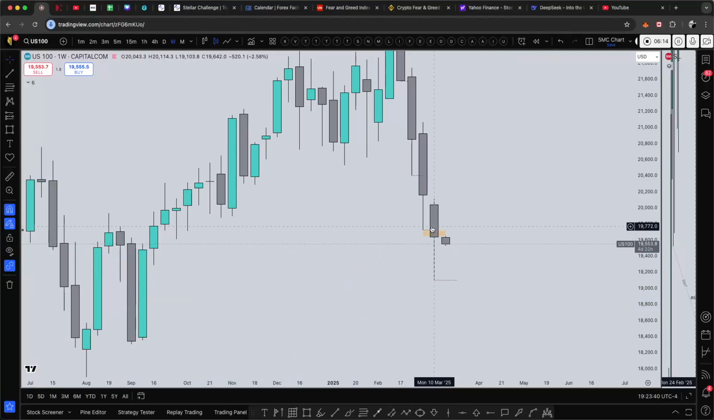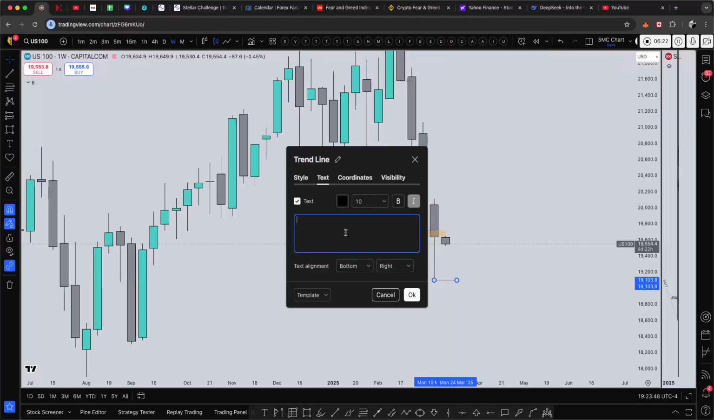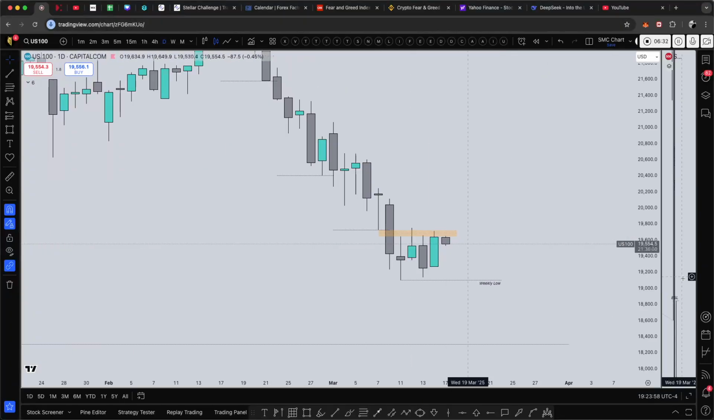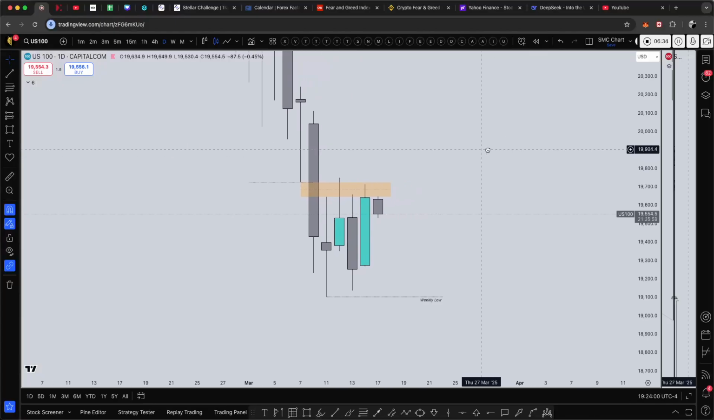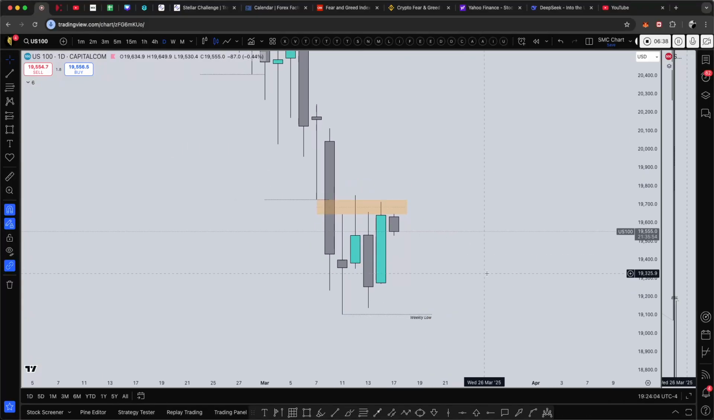probably. But I would say still, the body of the candle is still closed below, so I'm more bearish. We're going to put here a weekly low. So, weekly low. Based on the weekly candle, I'm bearish. I would like to see price go to this low right there, that weekly low.